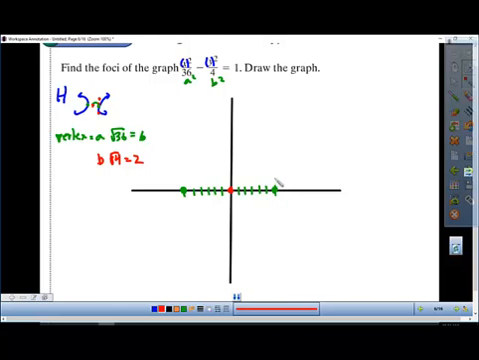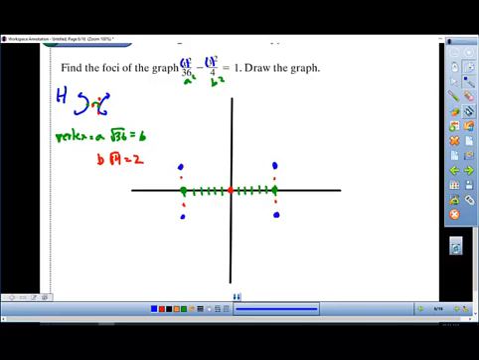So from here I'm going to go up 2. And from here I'm going to go down 2. And these, I'll make them blue. These blue points right here are going to be where we're drawing our x. So on this side over here, we're going to go up 2. And then we're going to go down 2.